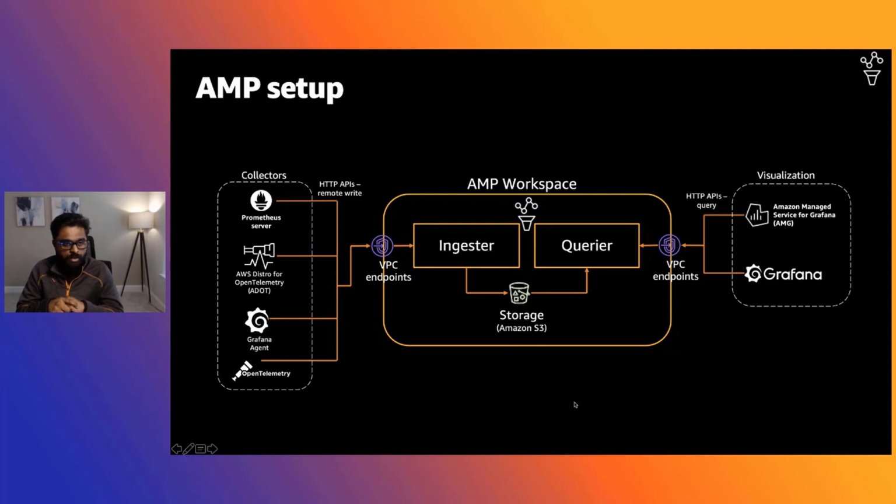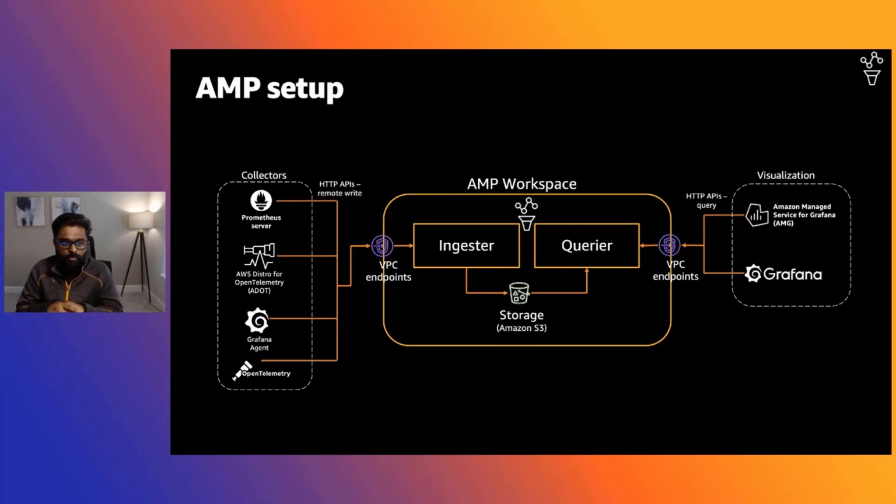So it has an ingestion endpoint. There's a querying endpoint where you can query metrics from, and there's the storage, the long-term storage is backed by S3. And on the collector side, there are multiple options for you to choose from. You can choose Prometheus Server. You can choose AWS Distro for Open Telemetry. You can choose the Grafana Cloud Agent. There are multiple options for you to choose from to send metrics to the AMP workspace.